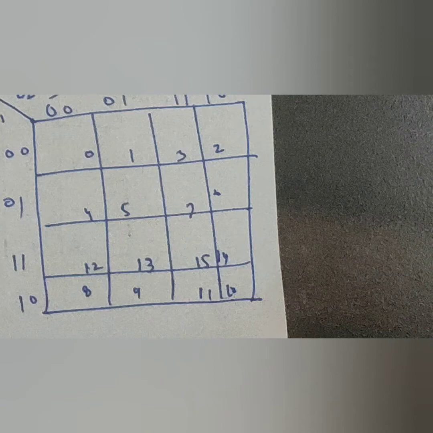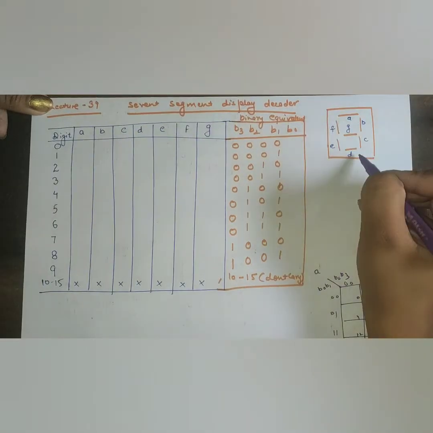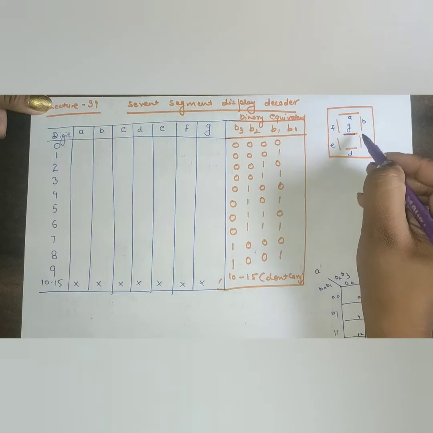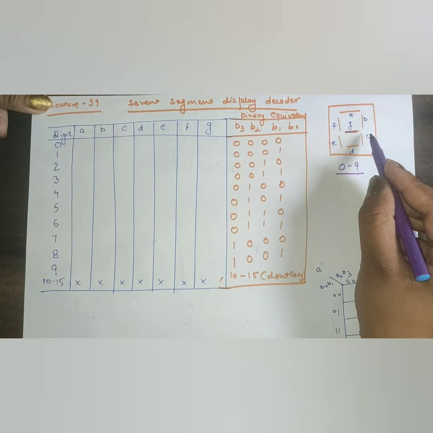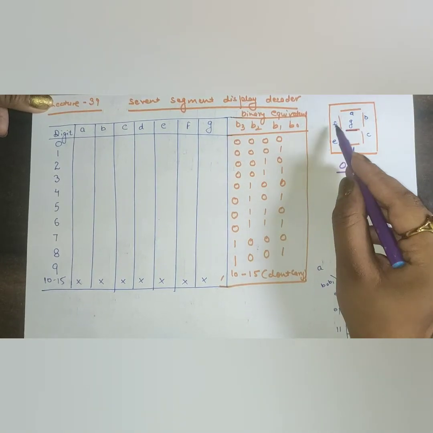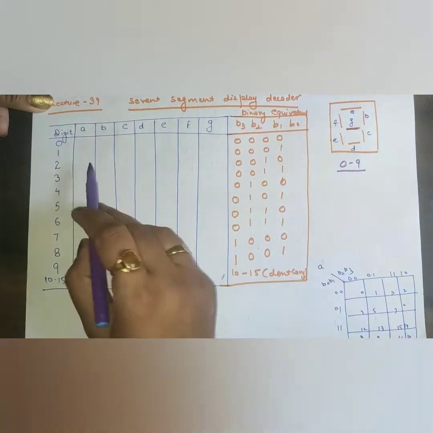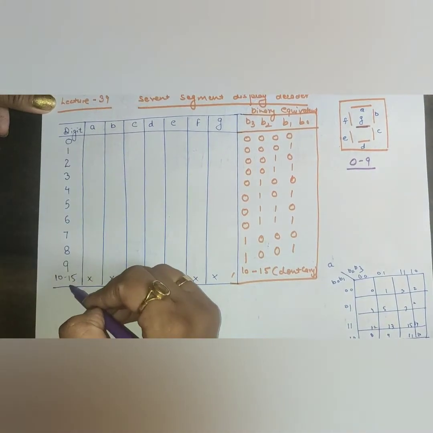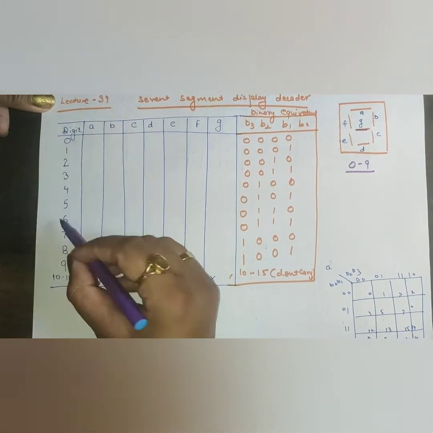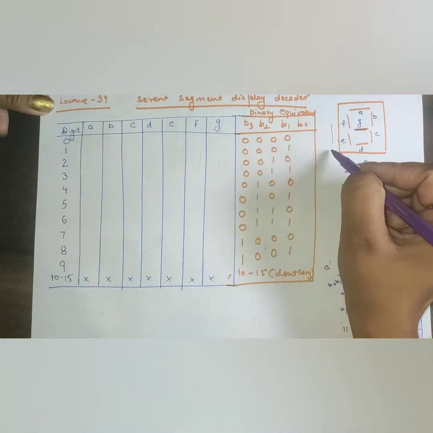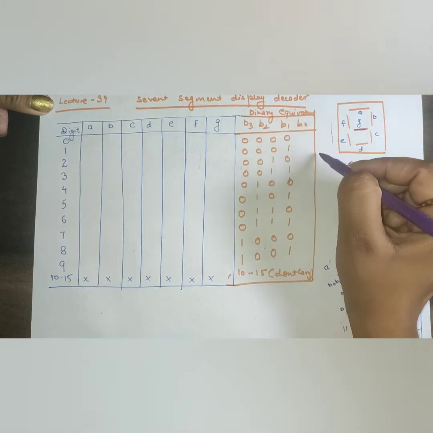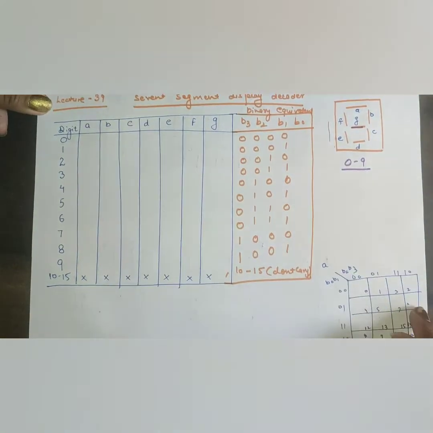Another topic in the digital electronics series is the 7 segment display decoder. A 7 segment display is basically like this, where we can show a single digit from 0 to 9. Here A, B, C, D, E, F, G are shown. Digits 0 to 9 can be shown in this, and if you want 10 to 15 you should take one more 7 segment display. I am talking about 0 to 9 here.